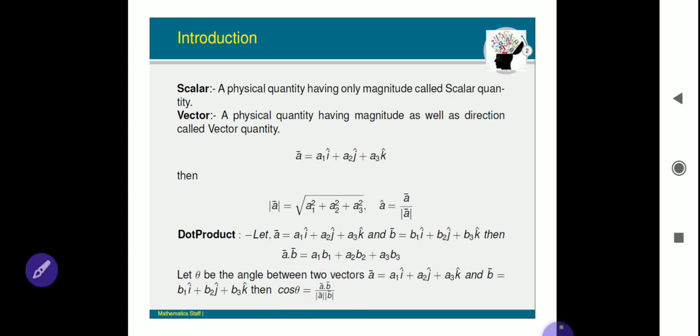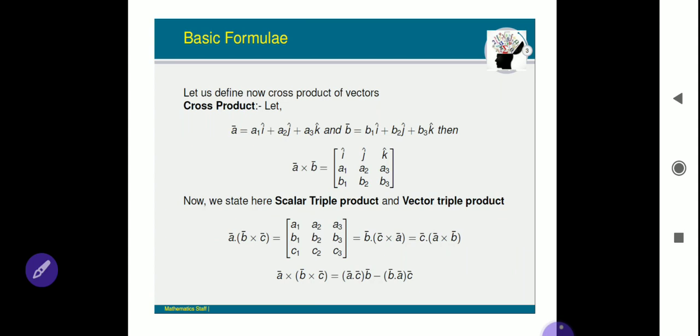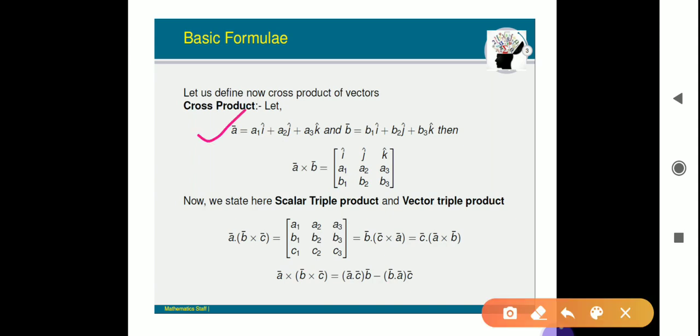Next one is the cross product. So how do we find the cross product? Again, the same two vectors, vector a bar and vector b bar are given. So a bar cross b bar can be written this way, and the cross product can be calculated using a determinant, not matrices. Here by mistake a matrix is shown.